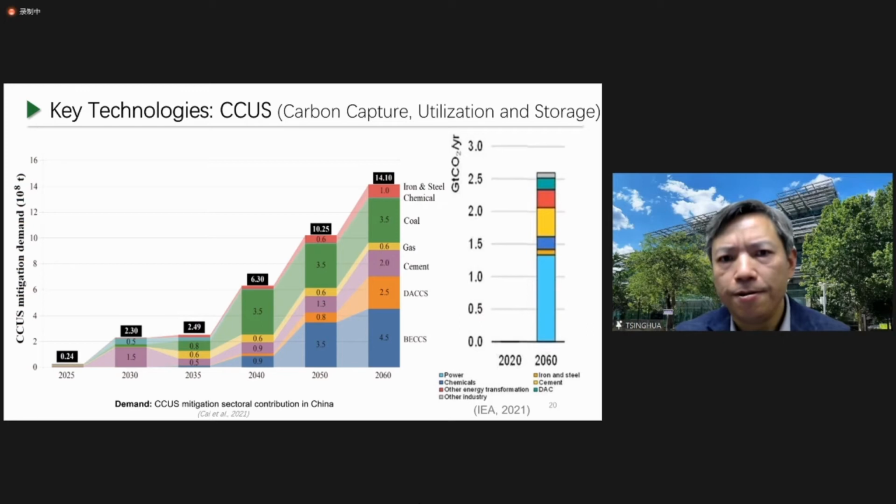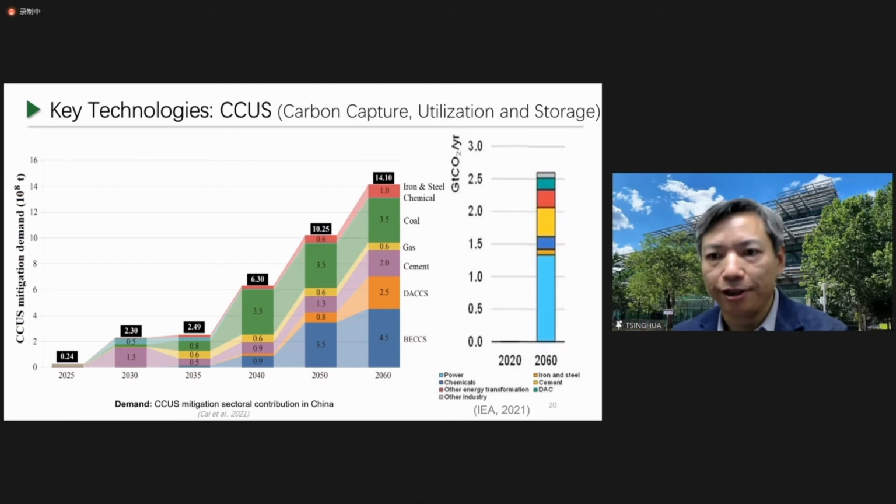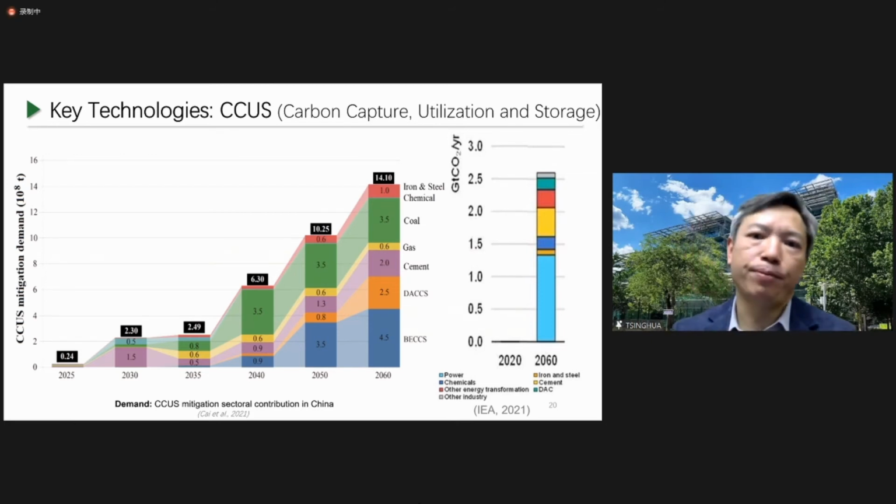Different studies may have different anticipation for the specific contribution of CCUS. But there are some common trends or common understanding. For the timeline, there will be a small increase in the next 10 to 15 years. This period will be used to ensure the necessary enabling environment be ready for widespread deployment in the second half of the period to 2060.